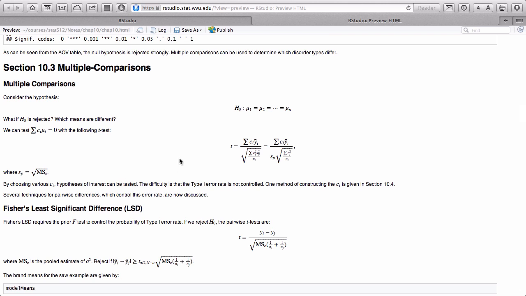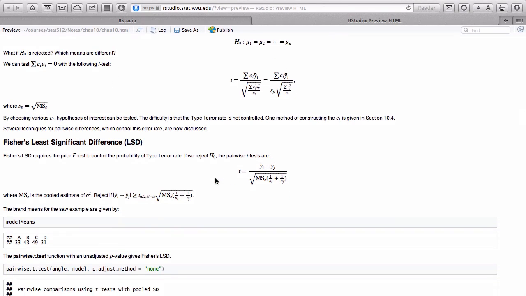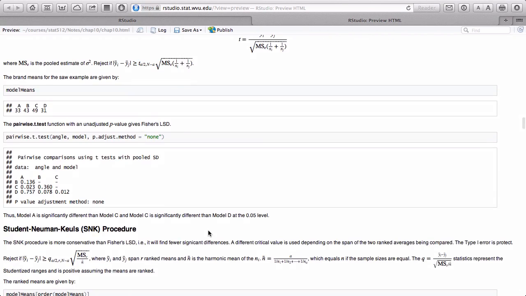So these are not particularly of interest. What's more of interest is to define either orthogonal contrast or pairwise contrast, and I'm going to talk about those. So we had Fisher's LSD, and we did that with the pairwise.t.test. And it turns out that it appears that there's some very general methodology that it's using to do this.